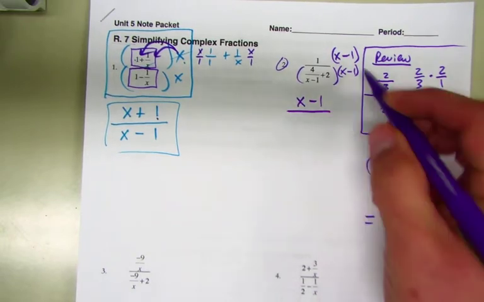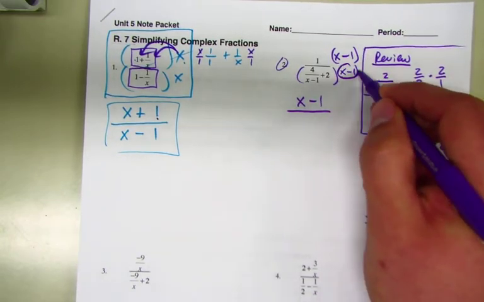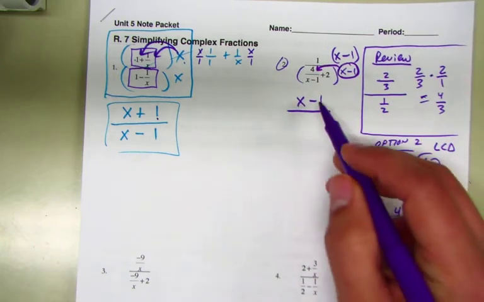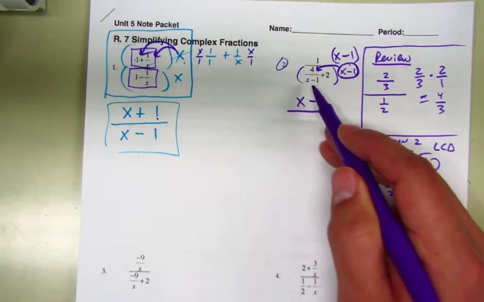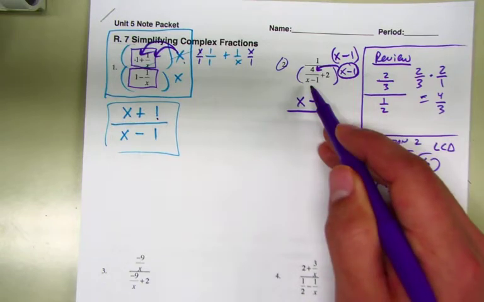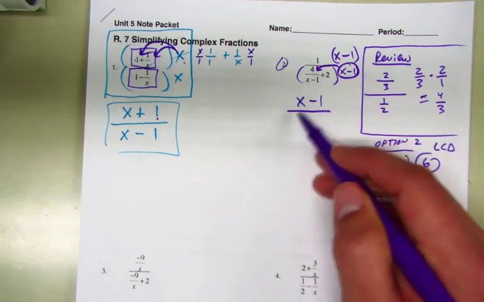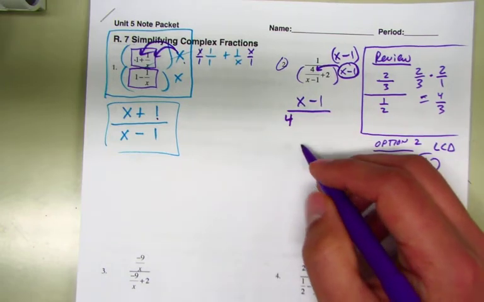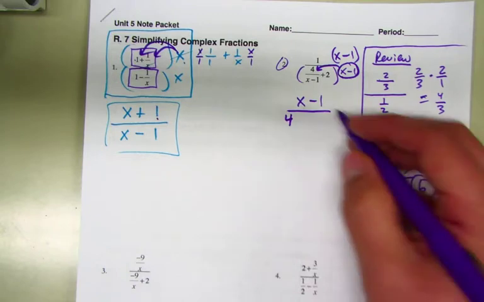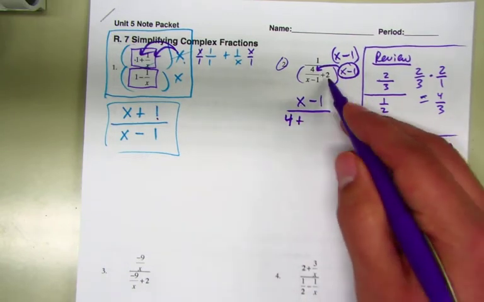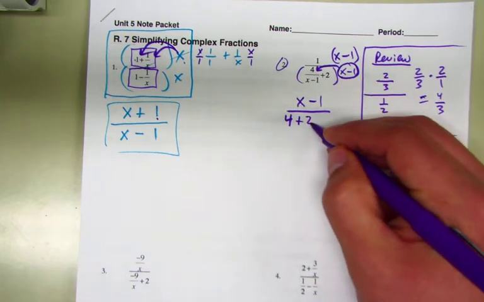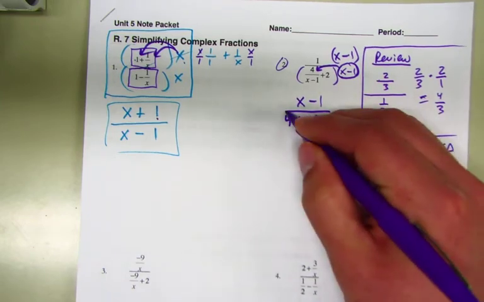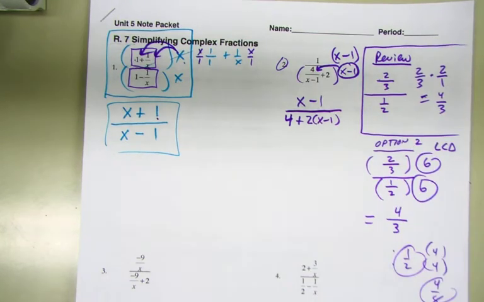X minus 1. And now imagine this getting distributed to this fraction. If I distribute it to the numerator and then divide by it, what happens? It cancels out, and what's left? Just 4. Does that make sense? Plus, and now here, this 2, there's nothing canceling or dividing this out, so I'm going to have 2 multiplied with x minus 1. Does that make sense, you guys?